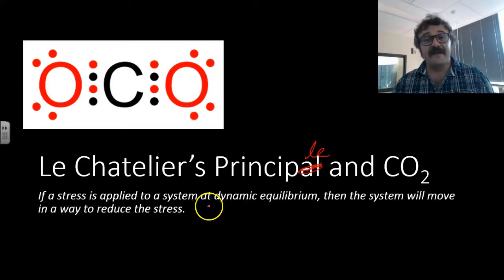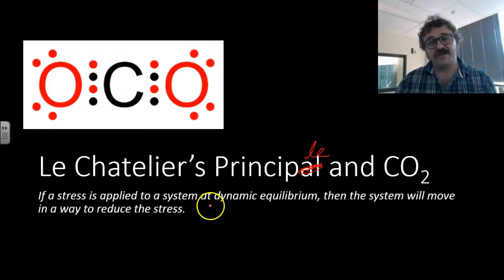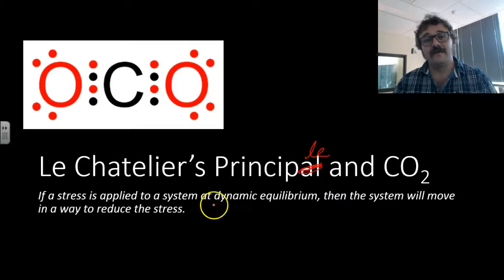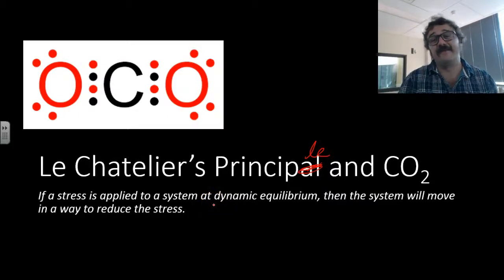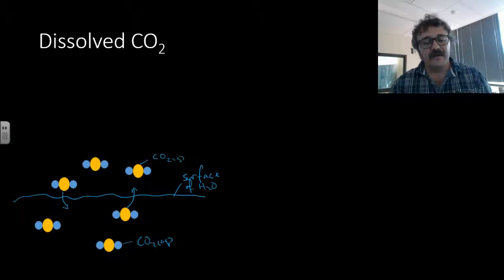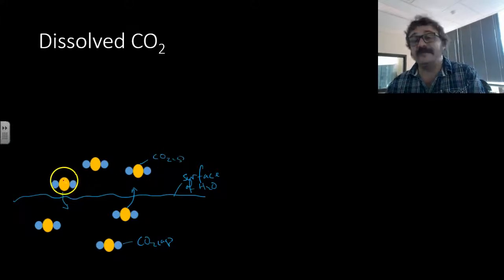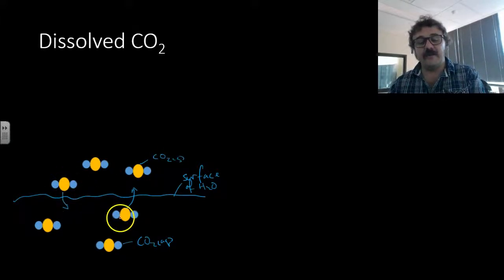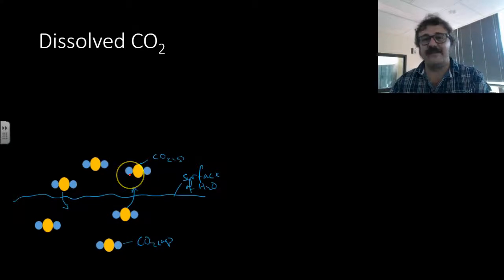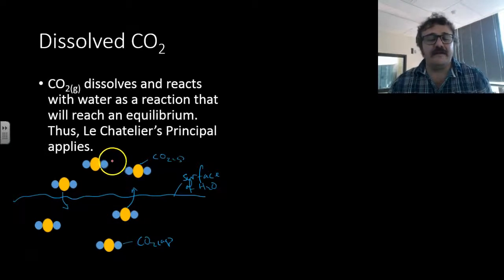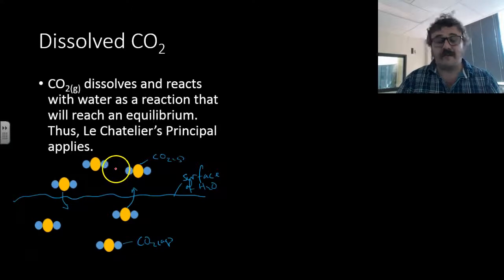So basically, if a system is pushed one way, it will react against that to counteract it, and it will come to a new equilibrium. And let's have a look at how that would apply to dissolved carbon dioxide. So here we have carbon dioxide dissolving in water, and as one is dissolved, another one comes out of solution at certain temperatures and pressures. And this means it's an equilibrium reaction.